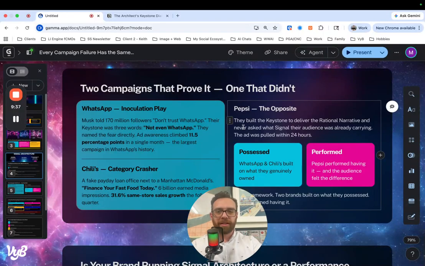I call this the inoculation play. Musk told 170 million followers, don't trust WhatsApp. This is Elon Musk saying, don't trust WhatsApp, right? So they took that vulnerability. They noticed that people are saying, yes, people are afraid of their data being shared on WhatsApp.